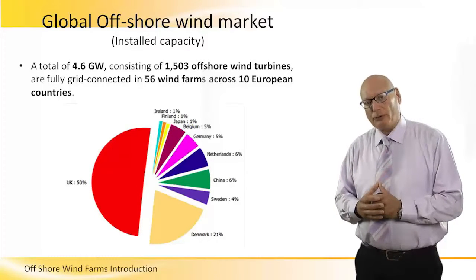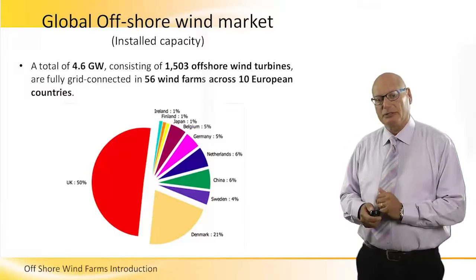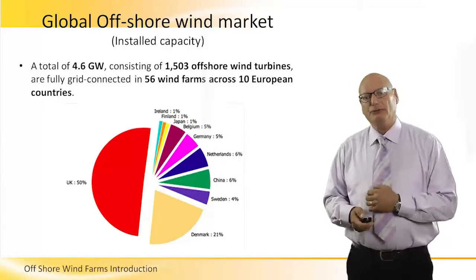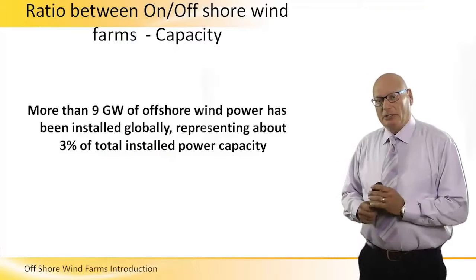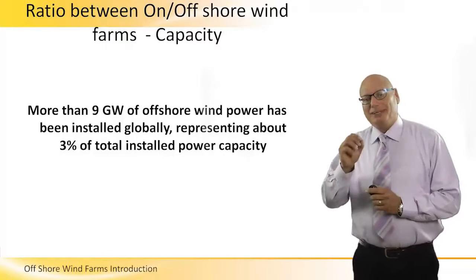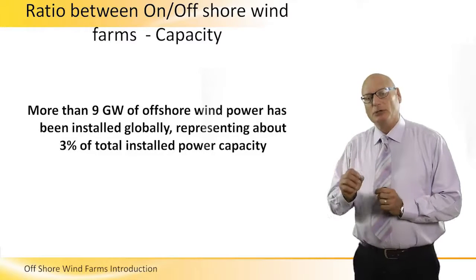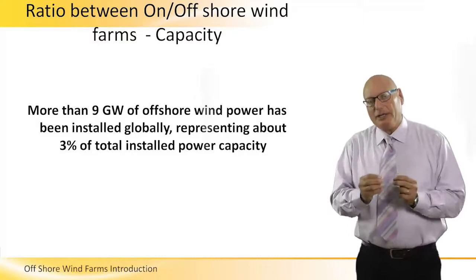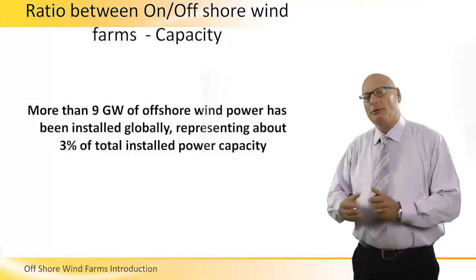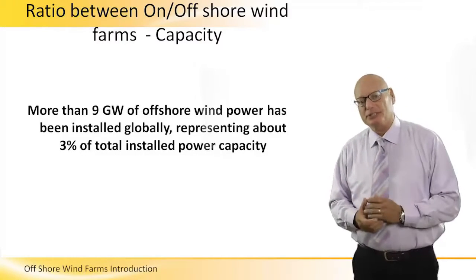Out of the 4.6 gigawatts, for example, Denmark is 21%, and UK 50%. More than 9 gigawatts of offshore wind power has been installed globally, and it represents only 3% of the total installed power capacity today. 9 gigawatts is equivalent to 3%.